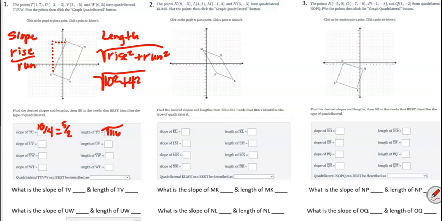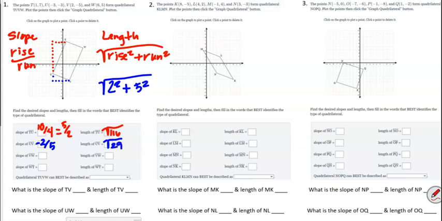Okay. I'm going to do UV: 1, 2 down, and go over 1, 2, 3, 4, 5. So this is going to be negative 2 over 5. And again, it doesn't matter whether you square negative 2 or 2, because both of them end up with 4. So that's going to be 2 squared plus 5 squared. That's going to be 4 plus 25, so that's 29. Okay. So you understand the process now.